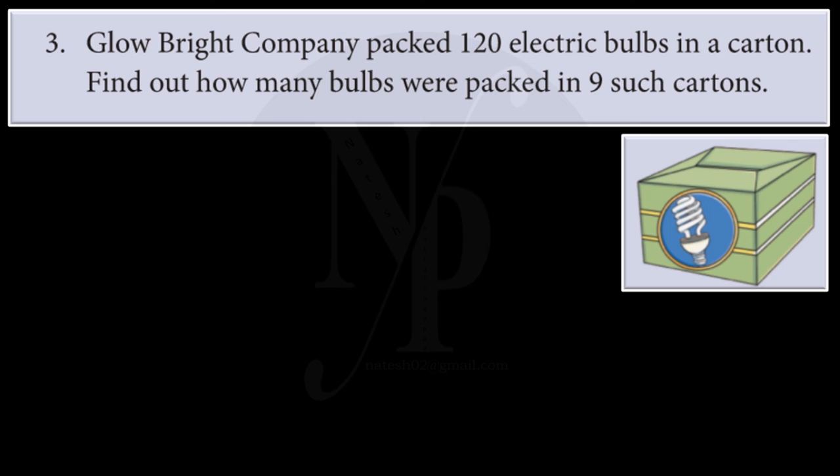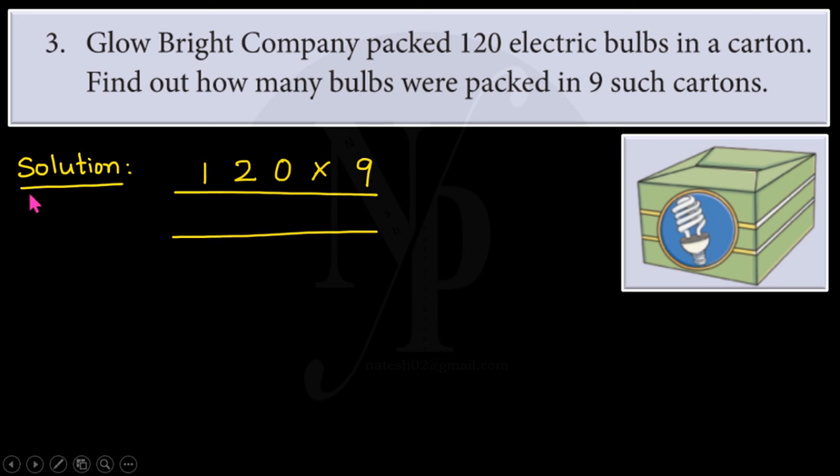Again, to find the solution, what we should do? We should multiply 120 by 9. Let us do it now. Solution. So we will find the product of 120 and 9. So 9 into 0 is 0. 9 twos are 18. So 18 tens are regrouped as 100 and 8 tens. 100 is carried forward to hundreds column and 8 tens are written in tens place. So now we multiply 1 by 9. 9 ones are 9. 9 plus 1, 10.